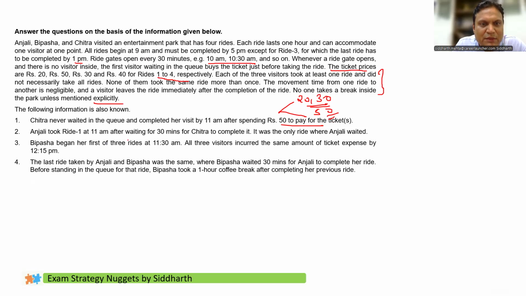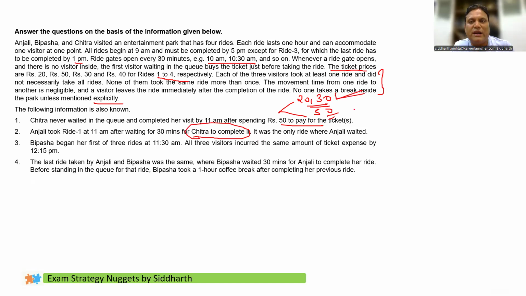Anjali took ride 1 at 11 a.m. after waiting for 30 minutes for Chitra to complete it. So Chitra has completed ride 1 at 11 a.m., because Anjali took the ride at 11 a.m. and she waited for 30 minutes. It is given that until mentioned, nobody has waited or taken a break, so she must have completed one more ride. And also it is given that Chitra has completed ride 1. If Chitra has completed ride 1, which cost 20 rupees, then this is the case for Chitra. This is the inference that I have done.